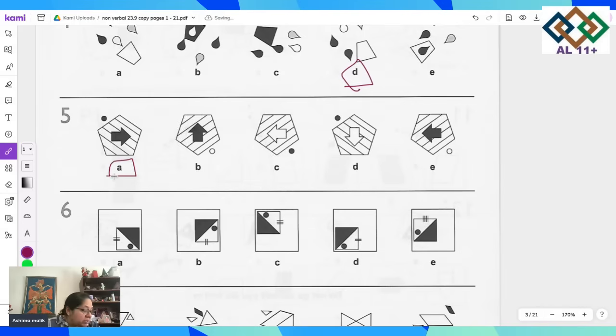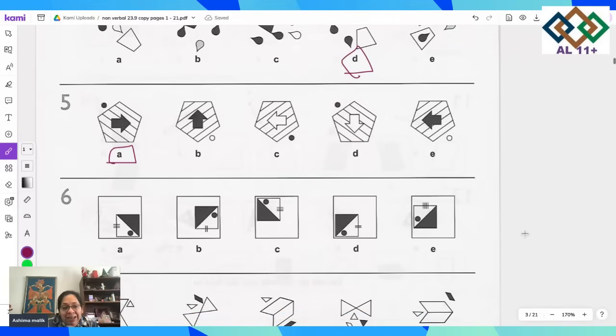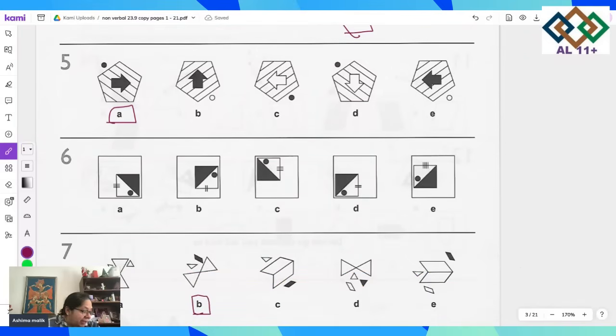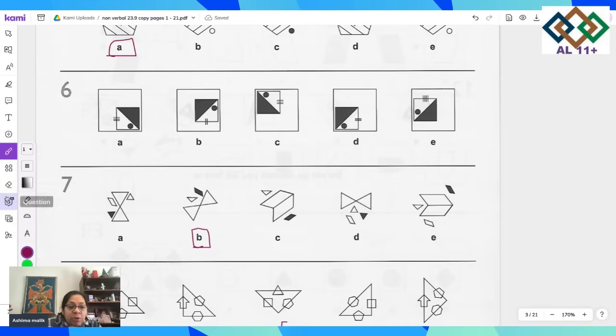And the reason for this one would be that all the other shapes have an arrow and a dot. If you look at that, they have an arrow and a dot, except one of the shapes. That's why your answer for this one is A. And the same thing you carry on doing.